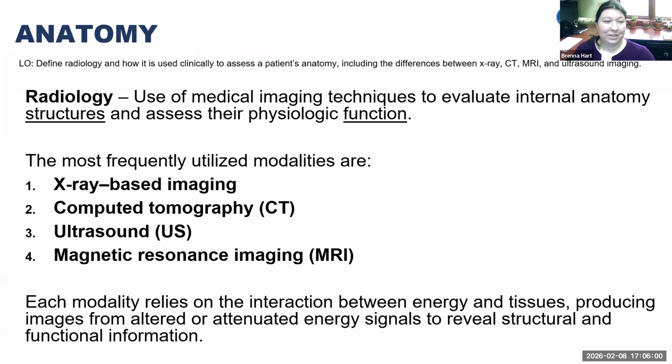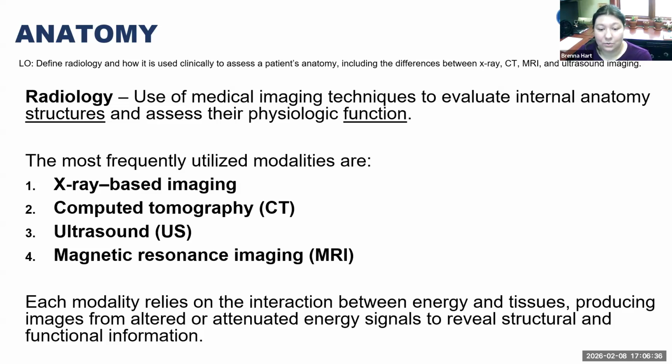And then for the anatomy part, your learning objective wants you to know what radiology is and how we use it. In general, radiology is any kind of medical imaging technique that we use to determine what internal anatomical structures are there and how they're doing, how is their physiological function, if there are any issues. There are 4 different types of imaging that are really common. First and foremost, X-ray based imaging is probably the most common, followed by computed tomography, which is CT scanning, then ultrasound, and then magnetic resonance imaging, which we often just call MRI.